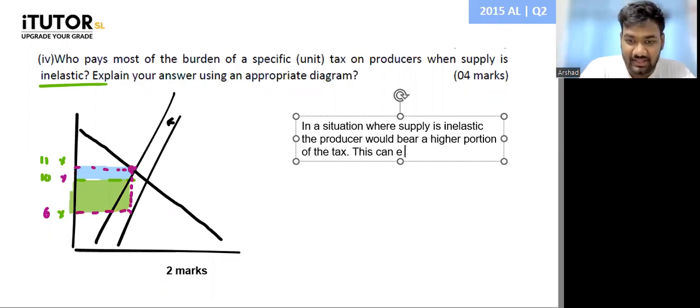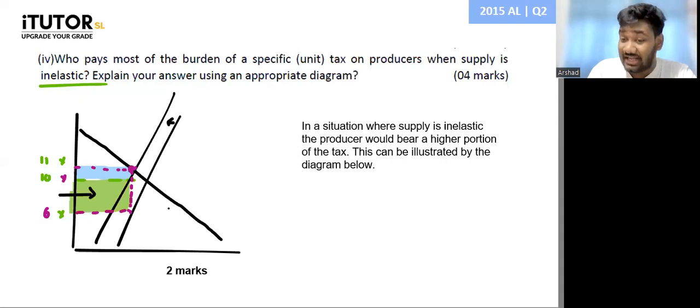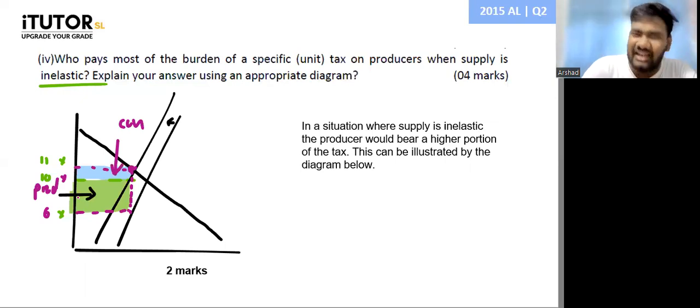This can be illustrated by the diagram below. So you draw the diagram, and in your diagram, you have to label. You need to label that this area is the producer borne tax, and this area is the consumer borne tax. You need to show that the producer's is higher. That kind of explanation is more than enough, guys.